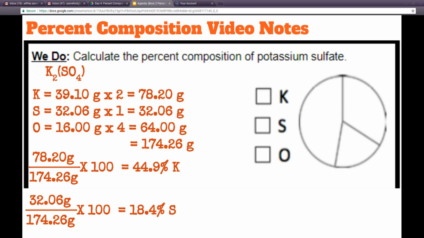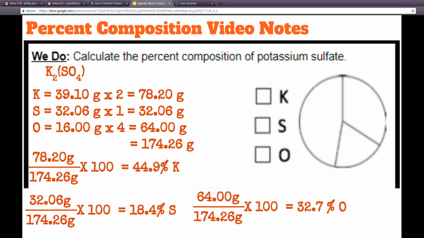And finally, we need to do oxygen as well. So the part that is oxygen, 64 grams, divided by the whole mass, 174.26 grams, times 100 is going to give us 32.7%. So if we take a look at each of these values, 44.9, 18.4, and 32.7, we should be able to pick which slice of the pie chart corresponds, right?